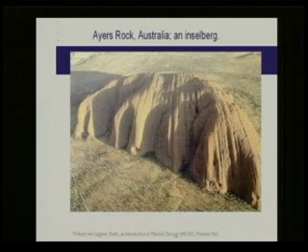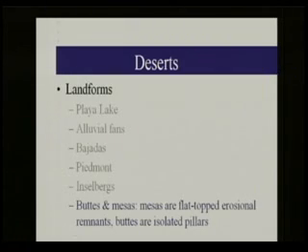And here is an Inselberg. This is Ayers Rock in Australia, very famous Inselberg. Very resistant rock type to erosion. Buttes and mesas also form in deserts. Mesas are flat-topped erosional remnants, and buttes are isolated pillars. So the difference here is that the mesa is a bigger landform than the butte.